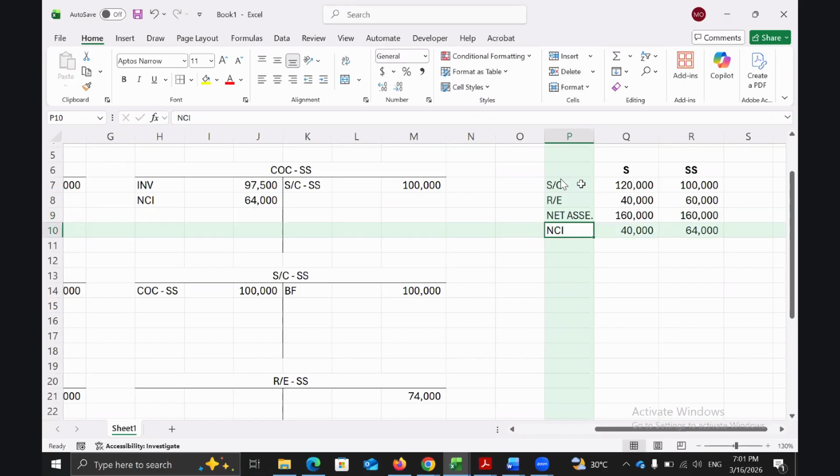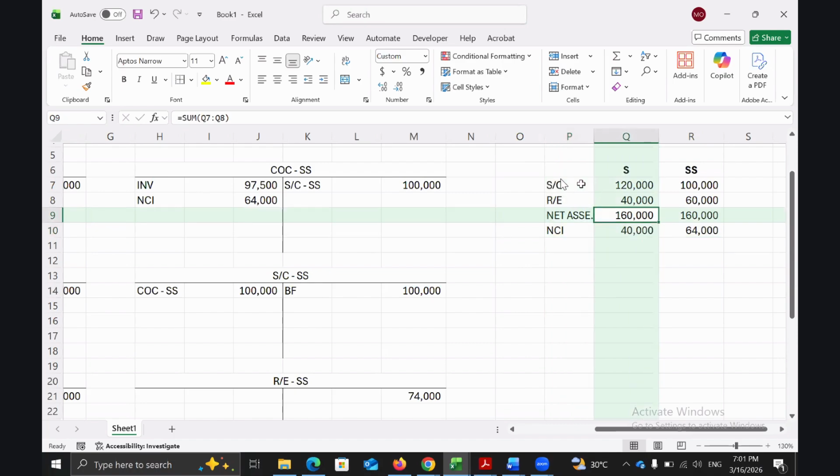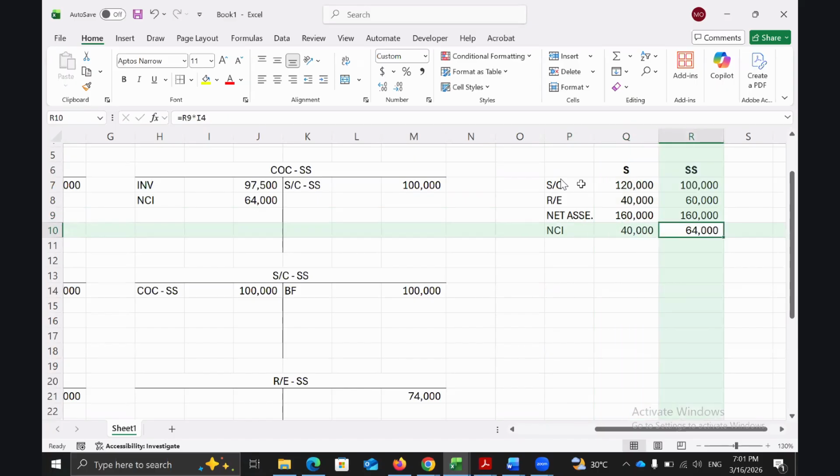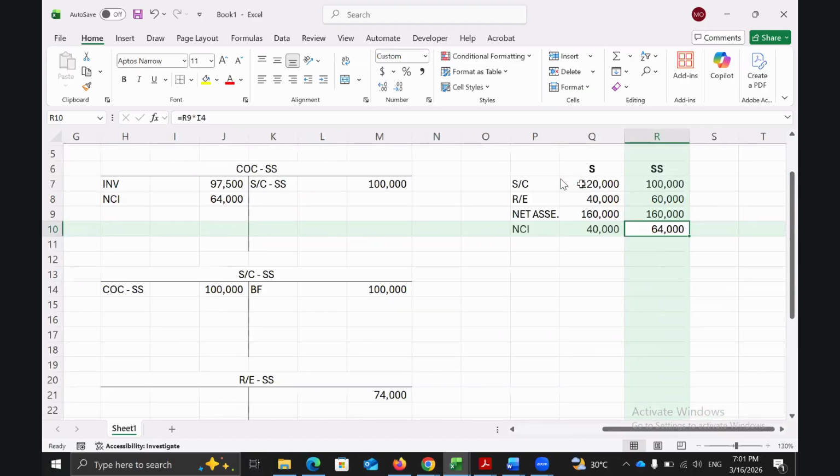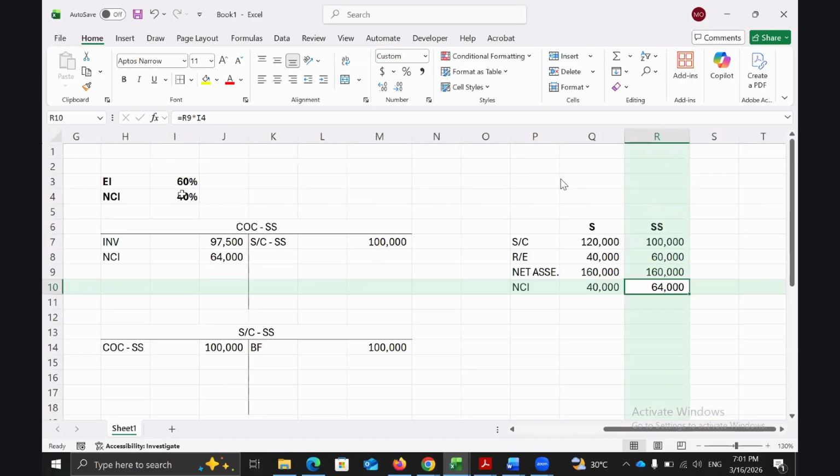And from this total, we take the proportionate share from S entity. The percentage of NCI is 25%. We take 25% of the net assets. For the entity SS, the share of NCI is 40%. We take 40% of net assets. Is it clear now? We understood.